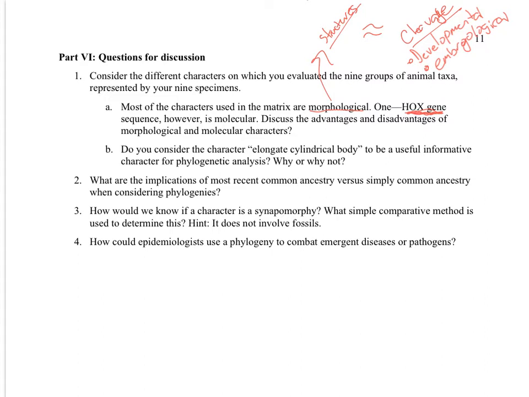Now, what are the advantages and disadvantages of morphological versus molecular characters? Well, molecular characters like gene sequences, RNA sequences and protein sequences are very accurate. They're very unique. They're very long sequences, and if two things match very well, then there's a high likelihood that they inherited this information from a common ancestor. So they're very unique. They're very accurate.